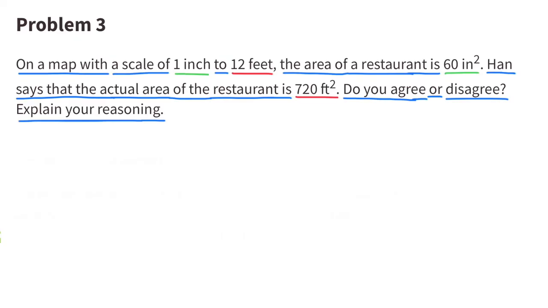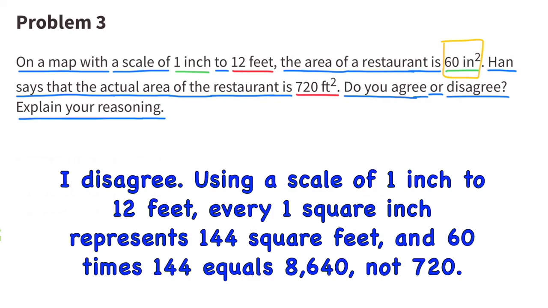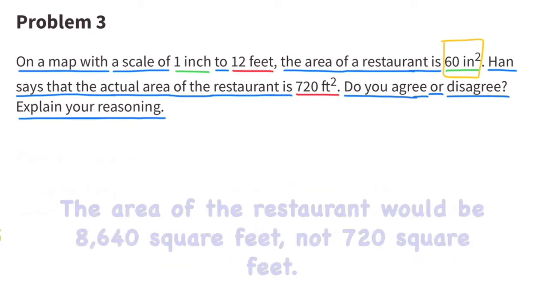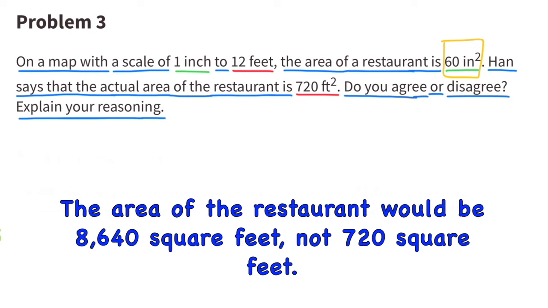Number 3. On a map with a scale of 1 inch to 12 feet, the area of a restaurant is 60 inches squared. Han says that the actual area of the restaurant is 720 feet squared. Do you agree or disagree? Explain your reasoning. I disagree. Using a scale of 1 inch to 12 feet, every 1 square inch represents 144 square feet. And 60 times 144 equals 8,640, not 720. The area of the restaurant would be 8,640 square feet, not 720 square feet.